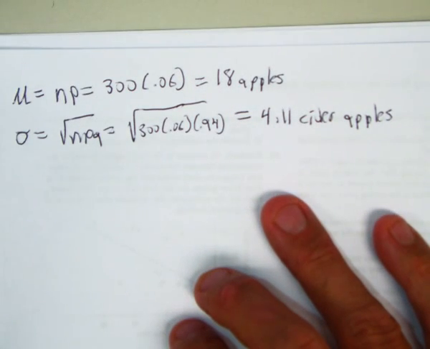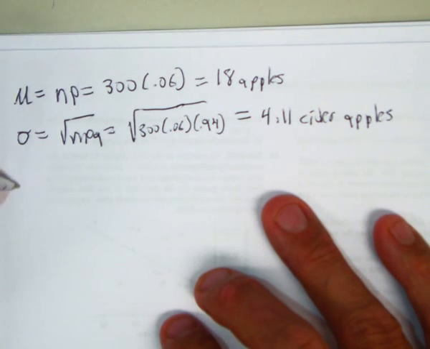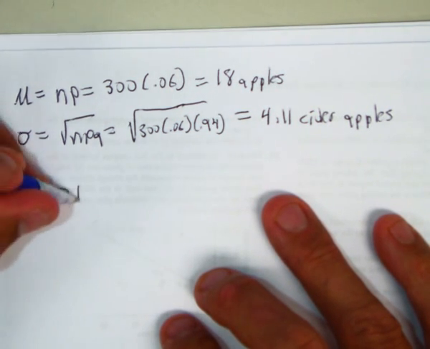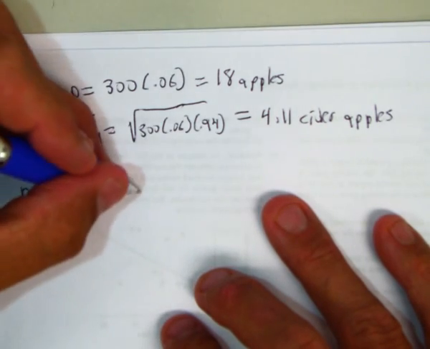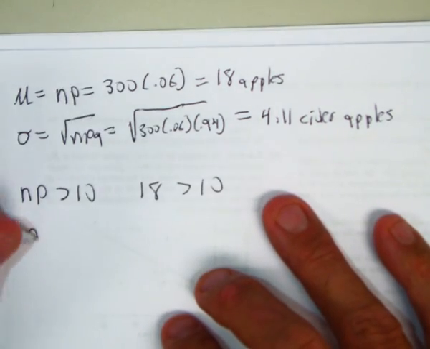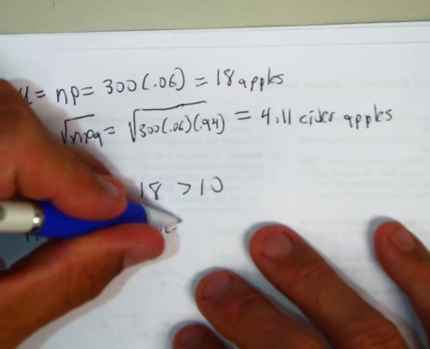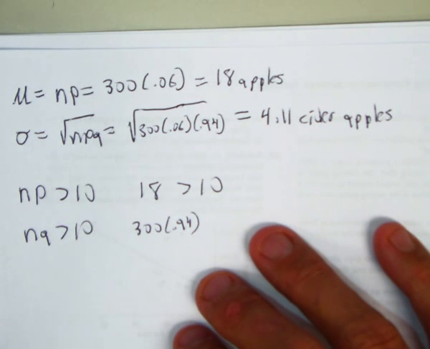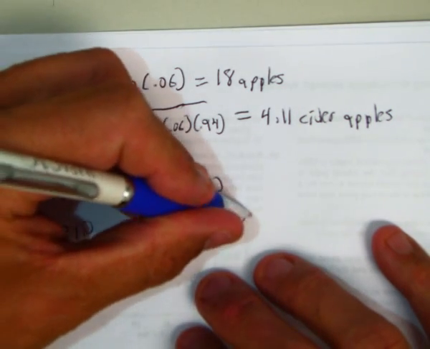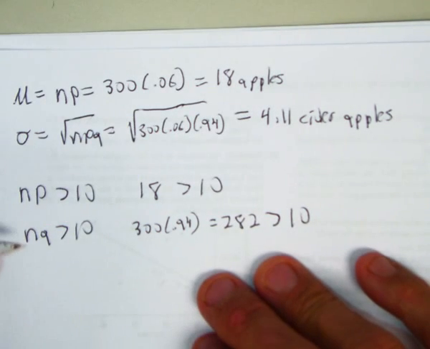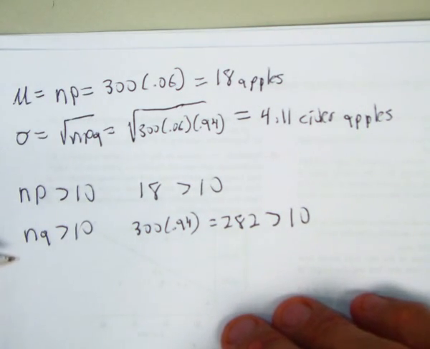Now, we have to justify this. So np has to be greater than 10. It is. So np, 18, is greater than 10. nq has to be greater than 10, so that would be 300 times 0.94, which is 282. And that's greater than 10. So they're both greater than 10, so we can proceed accordingly.